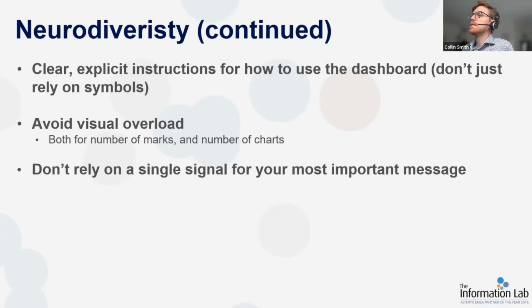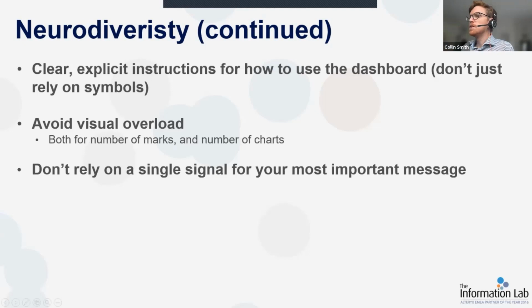Avoiding visual overload, both for the number of marks within your charts and the number of charts on your dashboard. And try not to rely on a single signal for your most important message, right? So how can we provide this data in multiple ways? And that can rub up a little bit against people who say, well, is that double encoding? I don't really have a problem with double encoding, particularly when it has to do with your top line metrics that you're trying to get across to your end user. Providing that data in multiple ways is actually not always a bad thing.